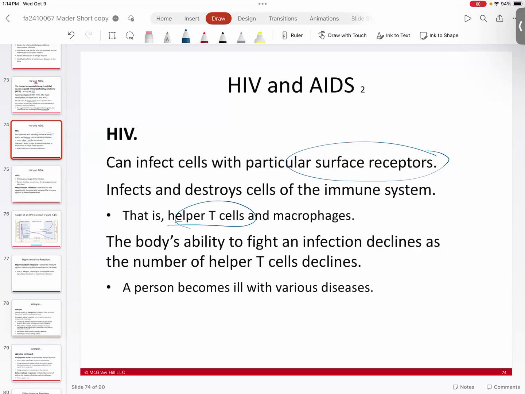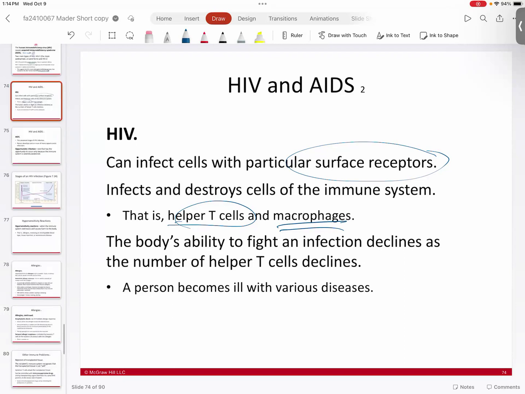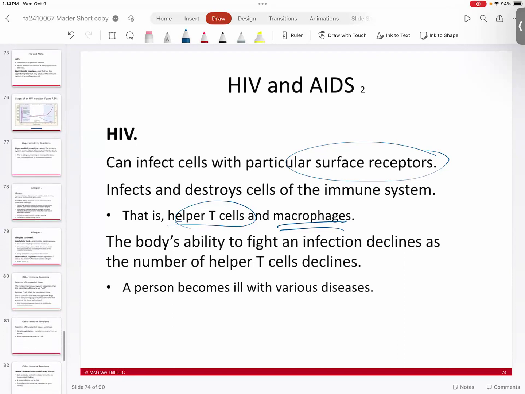If you want to win a war, take out the tactical brain trust. If there's nobody who's able to actually build battle plans, then you have no leg to stand on. You literally have no fight. And that's kind of what happens. They go after those helper T cells. They also go after macrophages, another bad one to go after, right? Because these are the patrollers that are basically protecting your entire body from infection.